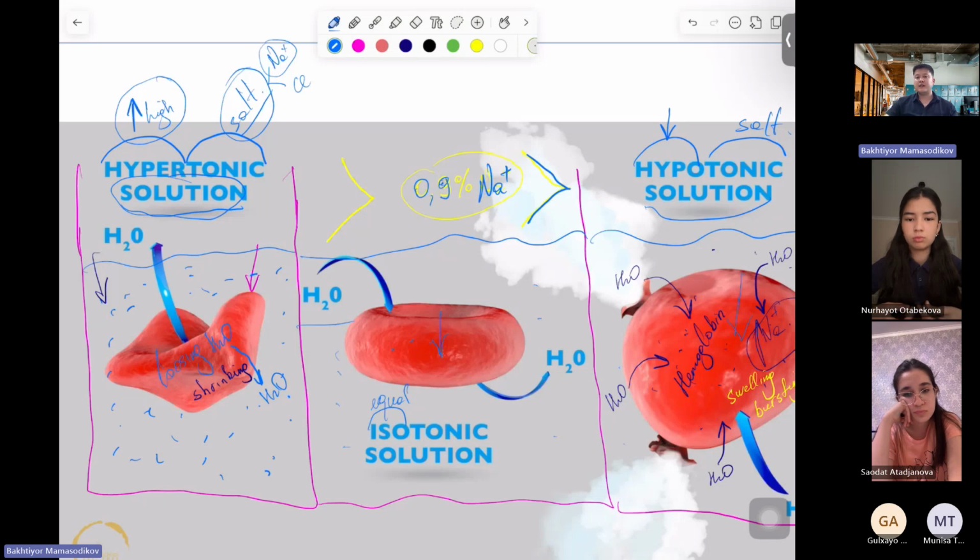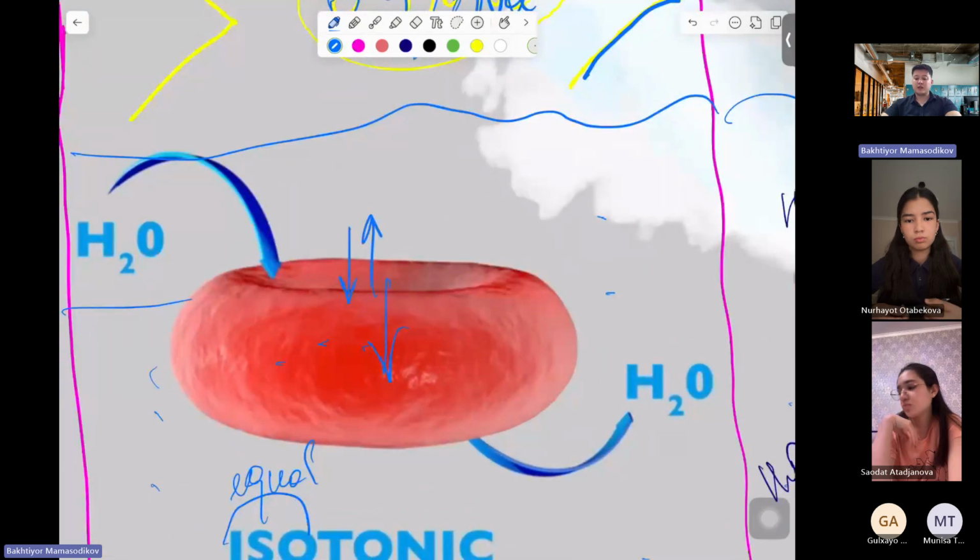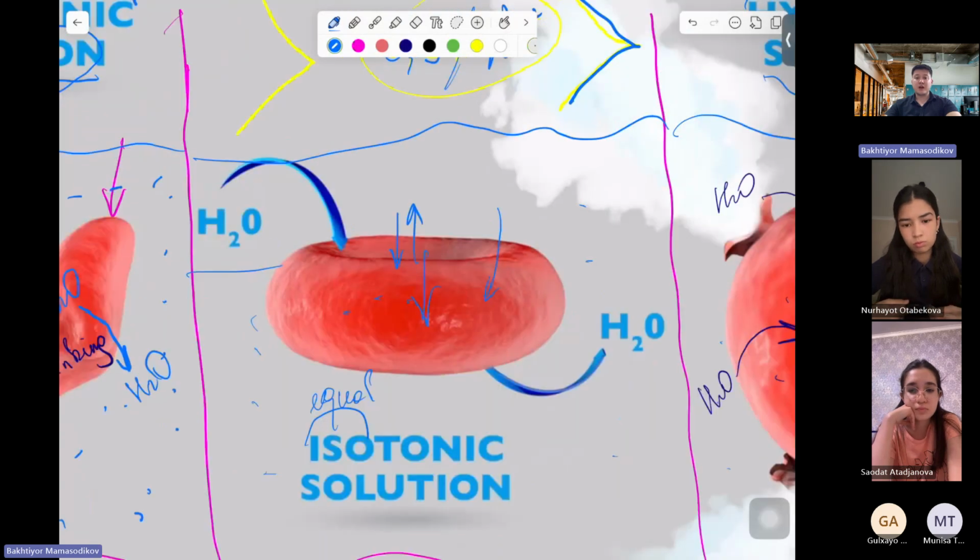Have you ever seen sodium chloride 0.9% written as isotonic where you inject your veins? This is the isotonic. It is 0.9%, so your cells will be normal. There is a normal exchange of water and sodium. Your cells won't be shrunk or swelled in this case. This is the isotonic solution.